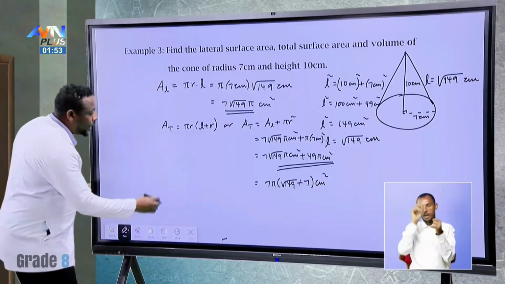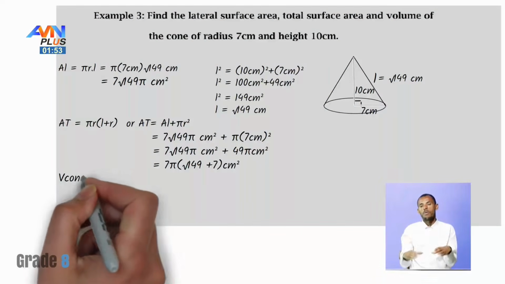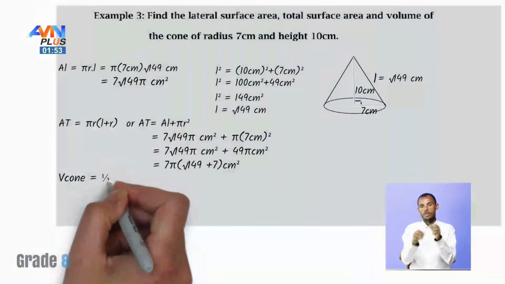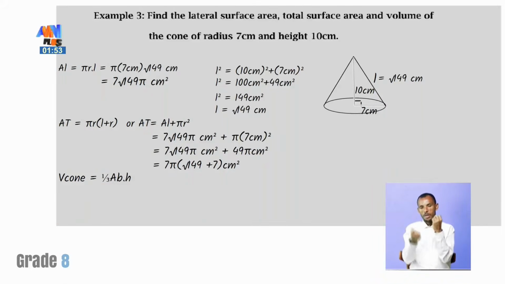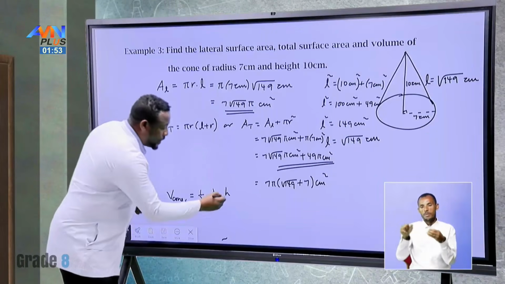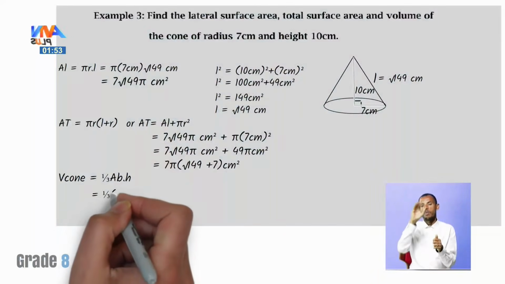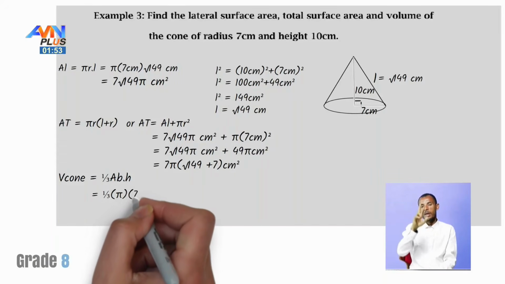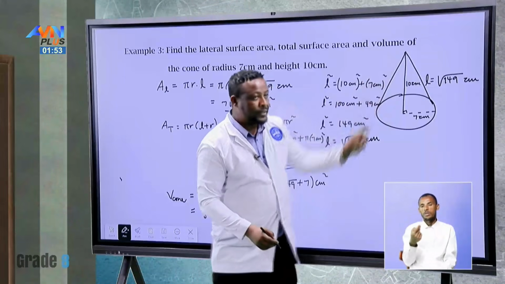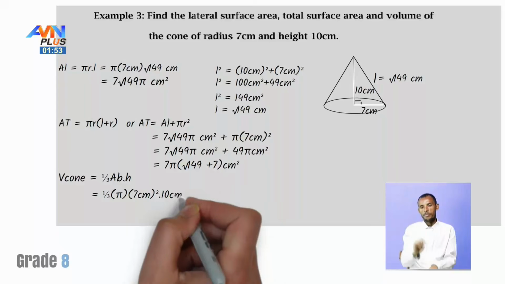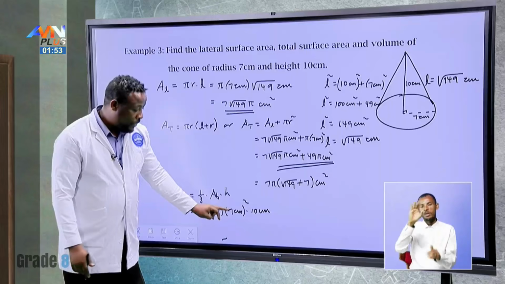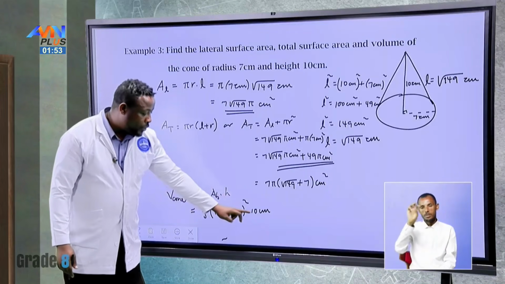And the last one is the volume of the cone. We are also asked to calculate the volume of the cone. So it becomes 1/3 of area of the base times h. Now, area of the base is area of a circle. So this is the same as 1/3 of pi times r, which is 7, square times the height. We use this height, which is 10 centimeter. So 7 square is 49. 49 centimeter square. You can multiply it by 10.